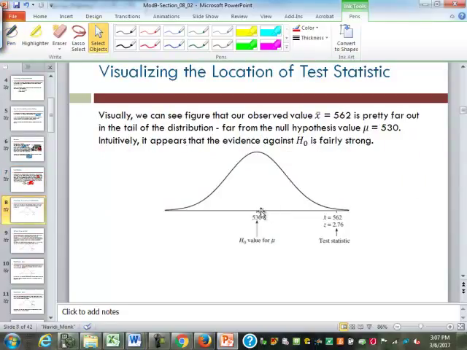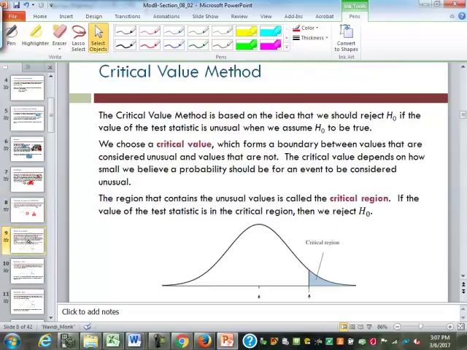Okay, so 530 is in the middle of our curve. What we got from our samples is way out here, 2.76 standard deviations or standard errors above the mean. That's our test statistic. Now if we had a critical value somewhere, we'd have to know a confidence level and alpha and all that. We would establish a critical value, so we'd have to have that critical value to compare to it.